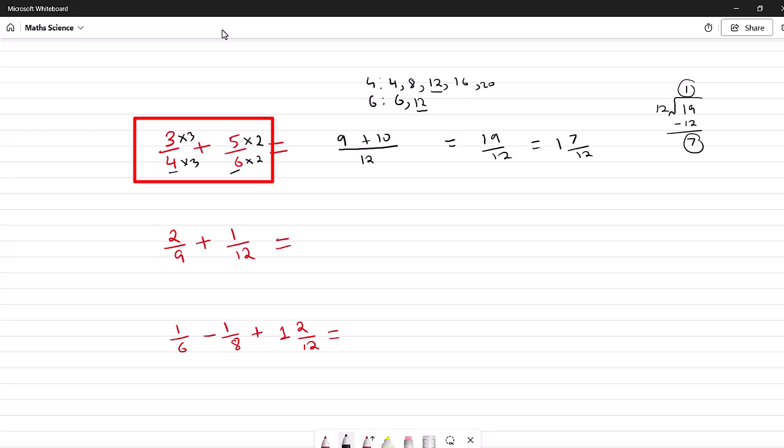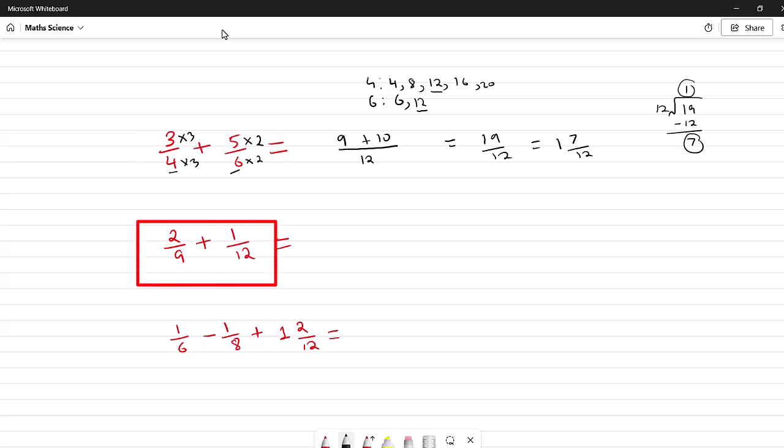Okay, now let's solve this one: 2 out of 9 plus 1 out of 12. Similarly here, we'll take the denominators, this number and this number, and we'll write the multiples here.